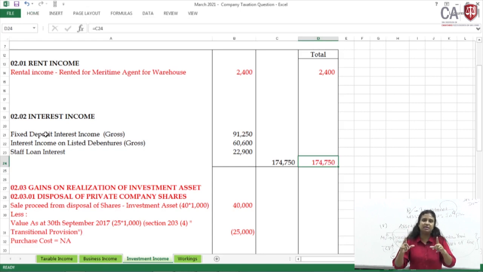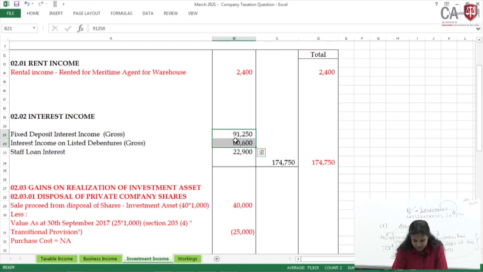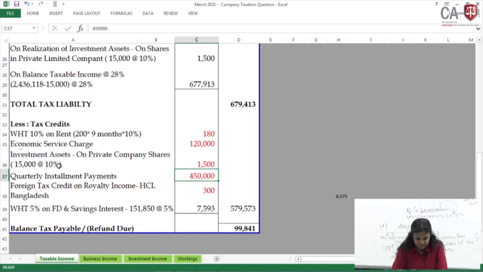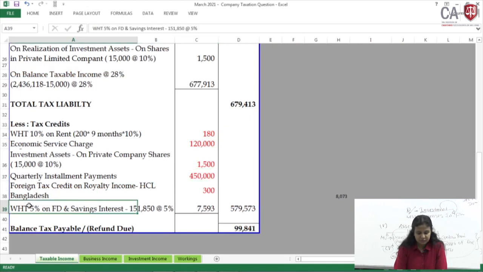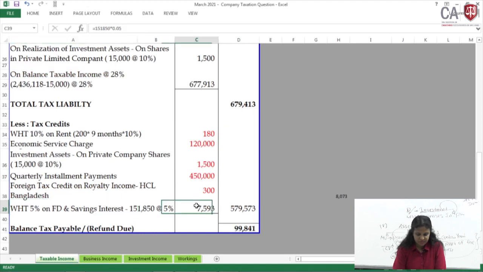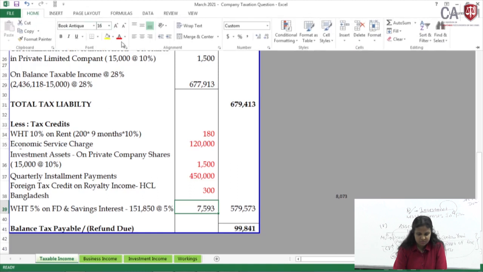The examiner has very clearly given that on this investment income, WHT has been deducted at source. That means at the time of receiving, I have received after deducting the WHT. Therefore, the WHT credit. Now, for staff loan interest, do we have a WHT credit? No, only 2 interest incomes. That means the summation of these 2, which is 151,850. When it comes to here, 5% on FD and savings interest, 151,850 into 5%. Before I forget, I have included it here and completed.